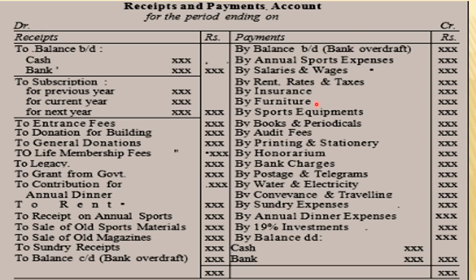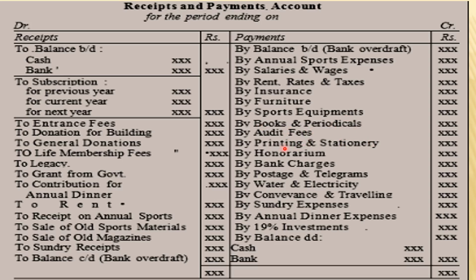Exactly the same way, on this side also, you see pure revenue nature and pure capital nature. Annual sports expense, revenue. Salary and wages, revenue. Rent, rates, taxes, revenue. Insurance, revenue. But furniture is capital nature, it won't come in income and expenditure account, but its depreciation will come. Sports equipment is also capital nature, generally it will not come on income and expenditure, it will go to the balance sheet, but even then, if an adjustment is there related to sports equipment, like depreciation, or profit or loss on sale of this asset, that part will come. Books and periodicals, it is capital nature.